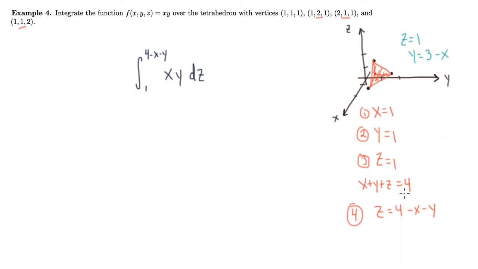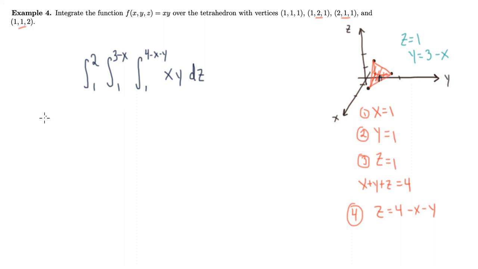And then x is going from 1 up to where y is 1. Well, when y is 1, x is 2. So x is going from 1 to 2. So y is going to be going from 1 to 3 minus x. So that's here, 1 to 3 minus x, like that. And then x goes from 1 to 2. So this is the setup for the iterated integral over this tetrahedron region.